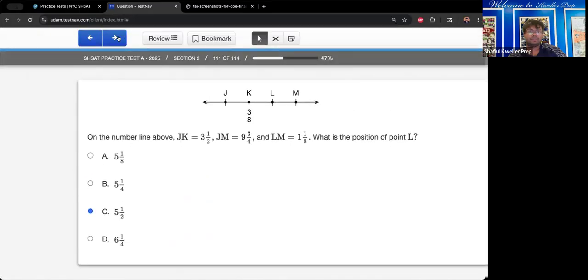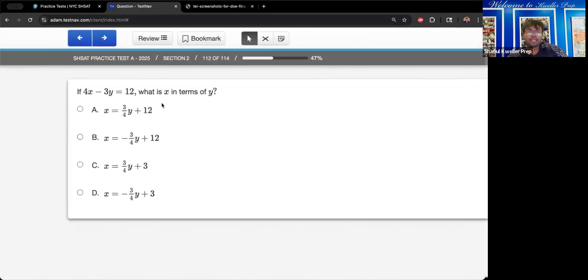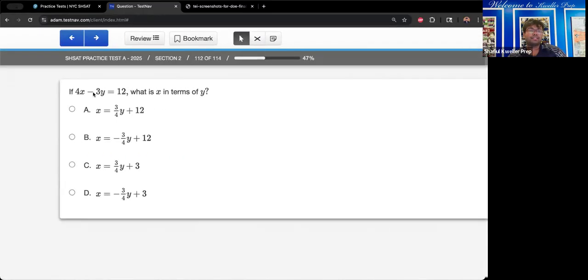Okay, let's go next. All right, what's x in terms of y? So we just solve for x. So we move y to the other side. It's 4x. We add 3y on both sides, so 12 plus 3y. And then we want to solve for x, so we divide by 4. 12 divided by 4 is 3 plus 3/4 y. The only answer choice that has this is C. So the answer is C.